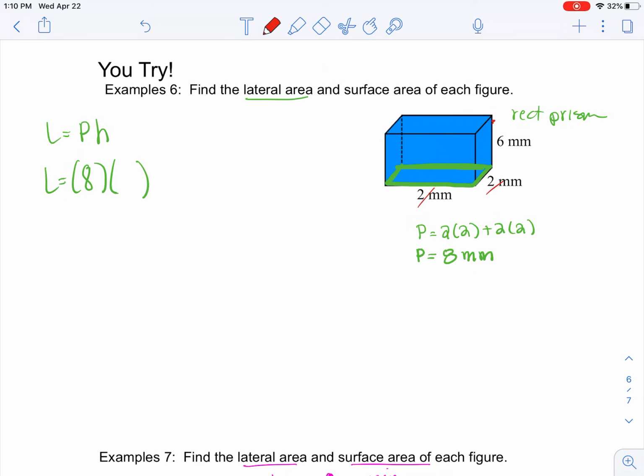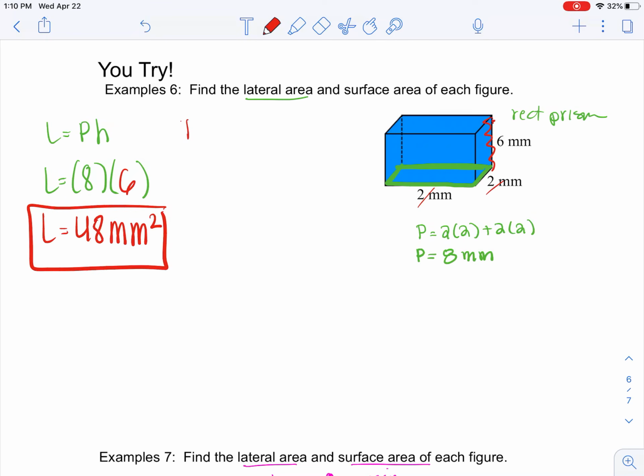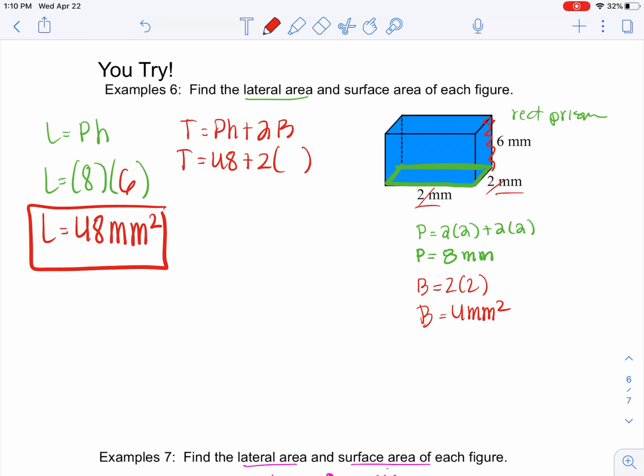Then I need the height of the prism. It's not 2 or 2, right? It's this 6 right here. So the lateral area is 48 millimeters squared. Total surface area, perimeter times height plus 2 times the area of the base. 48 plus 2 times, and then I need the area of the base. Area of the base, length times width, or base times height, 2 times 2. So that's 4 millimeters squared. Put a 4 here. 48 plus 8 is 56 millimeters squared.